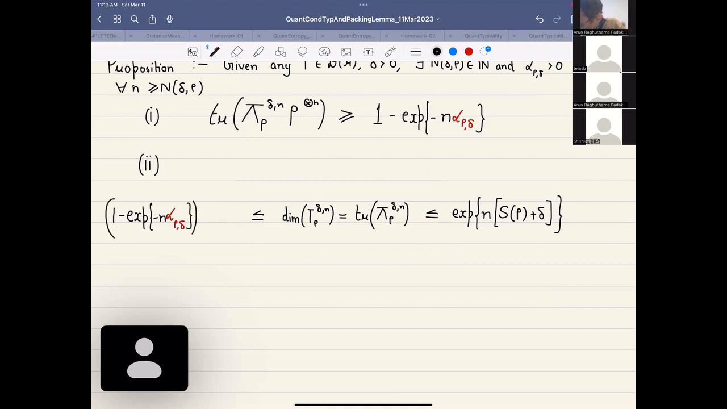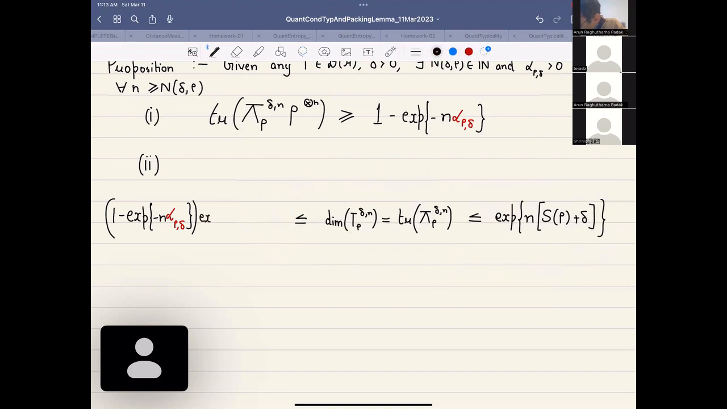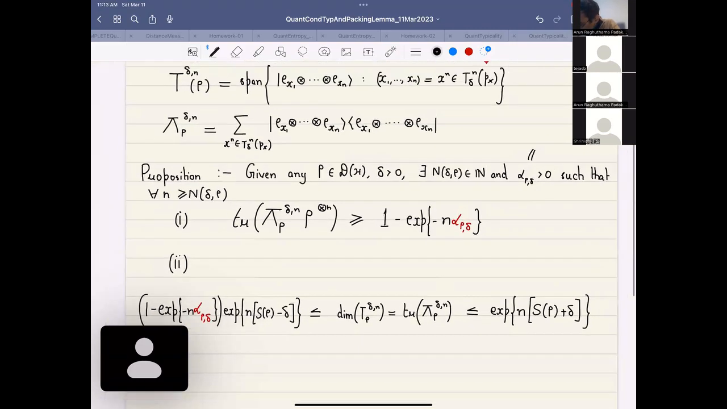So this thing times exp of n times S of rho minus delta. Okay, so you have this, and the third one. Sorry, just one question. Yeah, please. So this dimension of T delta n rho, that will just be the size of T delta n, right?